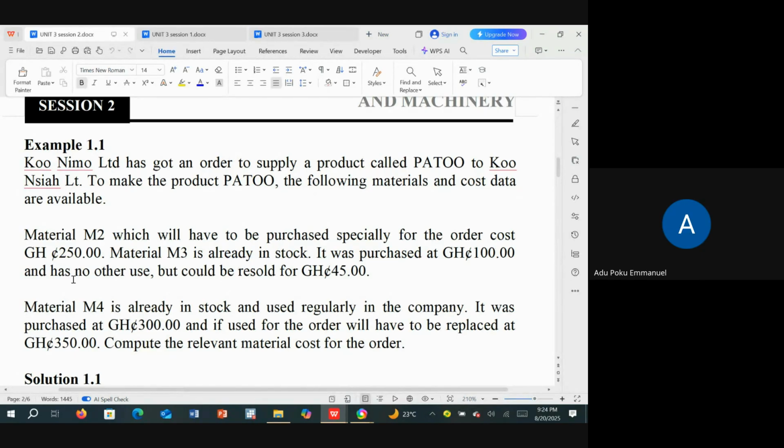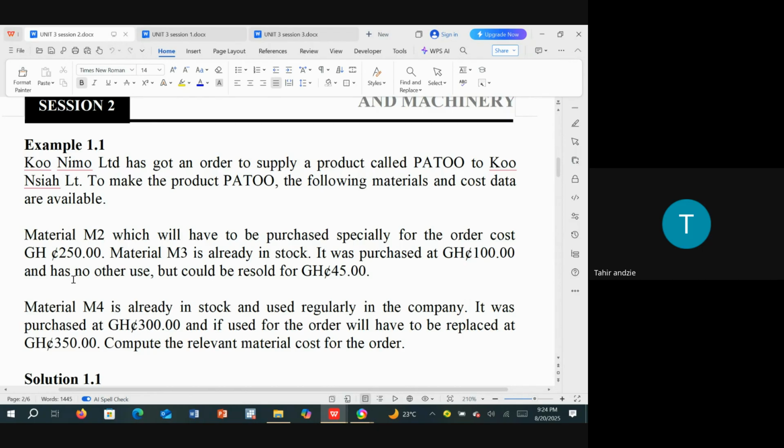I think it will be a realizable value. So what is it? Just tell me the amount. It's 45. 45. Yes, because that material is already in stock. It has no further use.